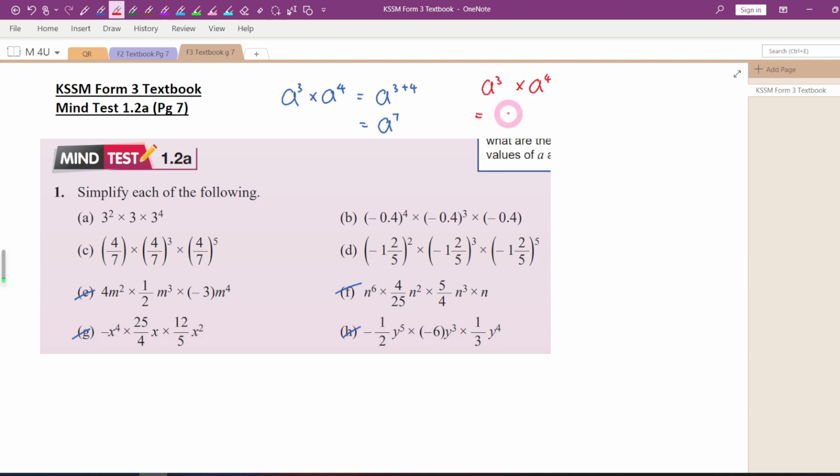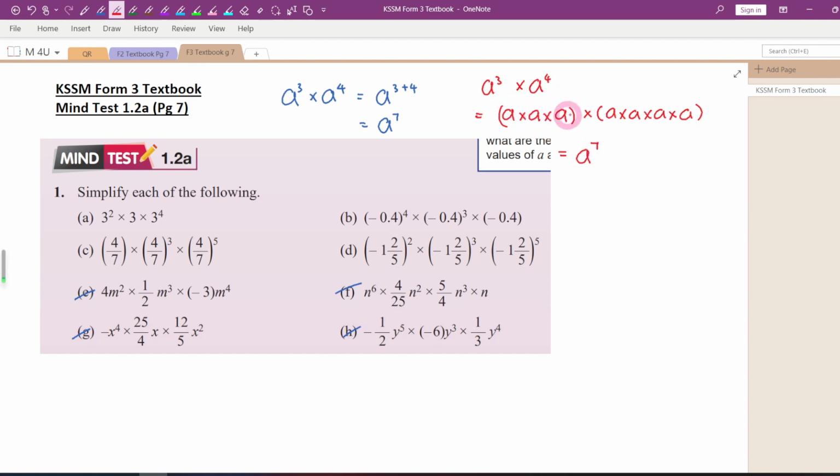A power 3 is actually equal to a times a, right? So this one is for this a power 3. So the multiplication sign, I just copy. How about a power 4? We have 4 times of a. It will be a times a times a times a. So eventually we will get a power 1, 2, 3, 4, 5, 6, 7.